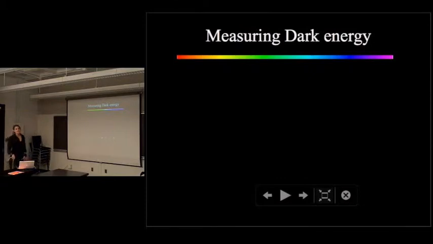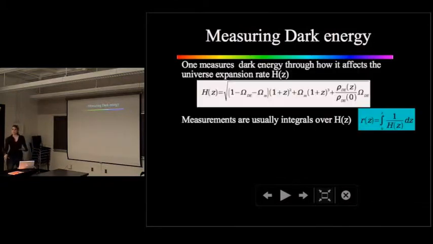Okay, this project was born out of the recognition that there are two main problems with dark energy, with determining its nature. The first one is we've got data, but what do we do with it? How do we measure dark energy? And the problem here is going from our observables to what we actually want to constrain. So how do we measure dark energy?